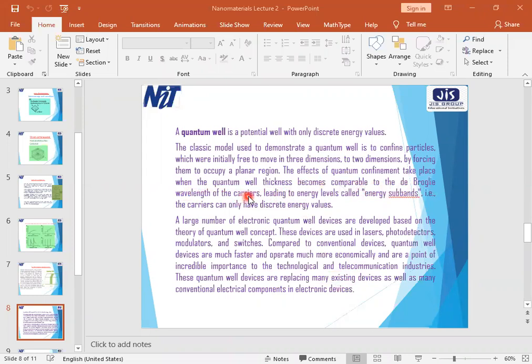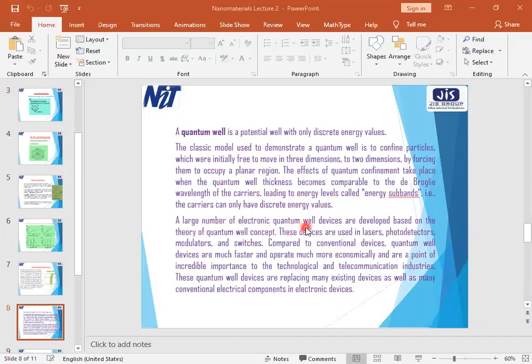What are carriers here? Either electrons or holes in the case of semiconductors, or only electrons in the case of conductors. They are the carriers, so they are controlled. If the wavelength of holes or electrons is comparable to the thickness of the quantum well, then properties will be different, leading to energy levels called energy subbands. So energy levels will be modified and these will be called energy subbands. That is, the carriers can have only discrete energy values.